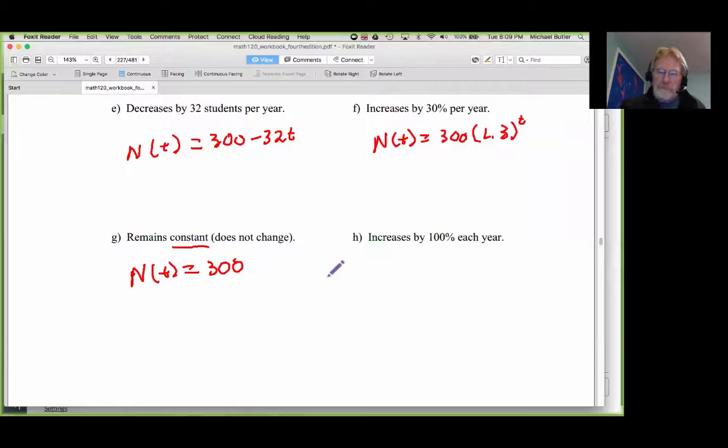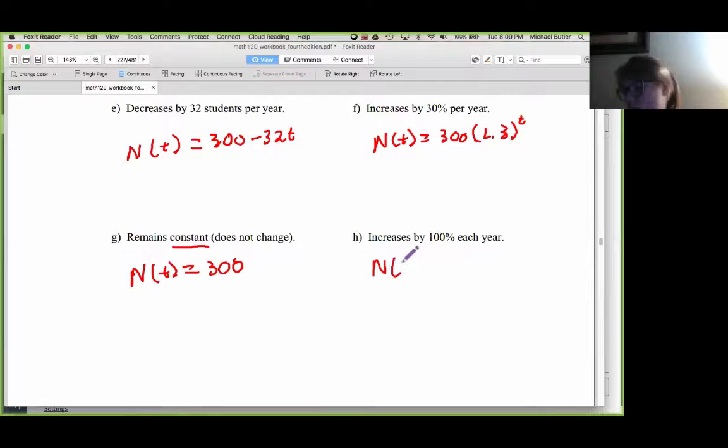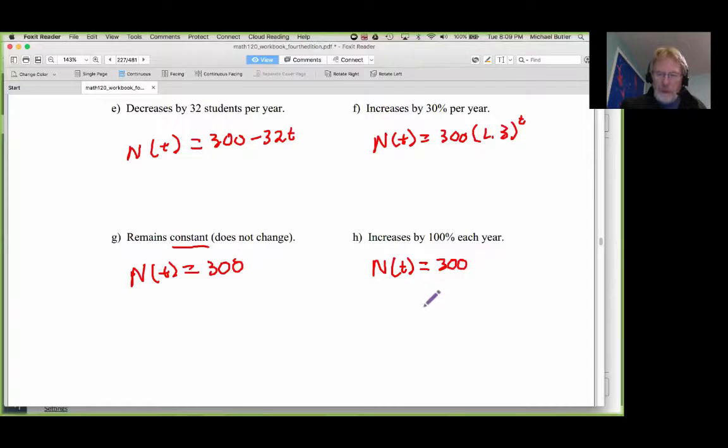Right. Okay. And so then it increases by 100% each year. What would that be? Well, what I put down was 300 times 1 to the t power, but that's not seeming right now that I'm looking at this. Yeah. Well, if you just did 1, right? I mean, here, what did you do here to get the base, right?